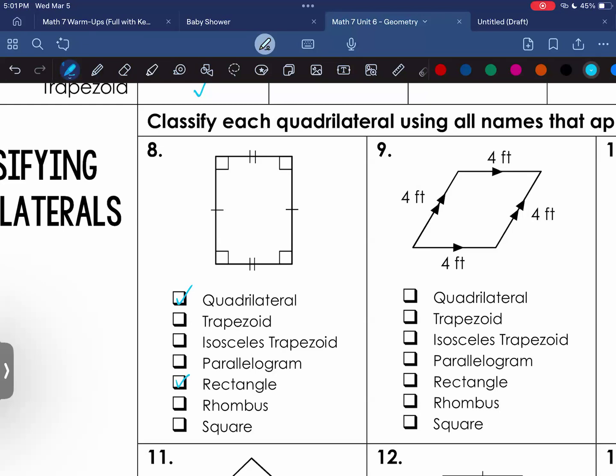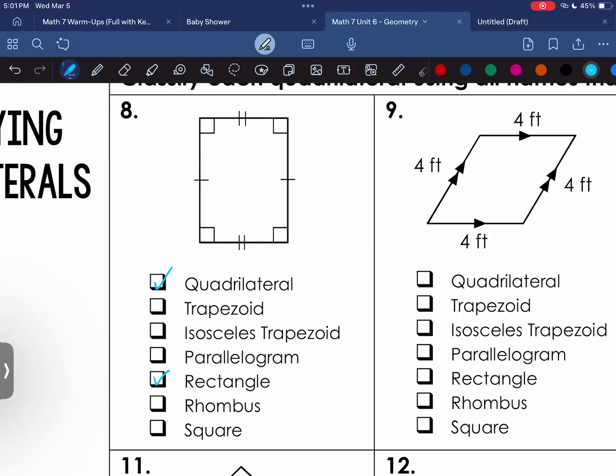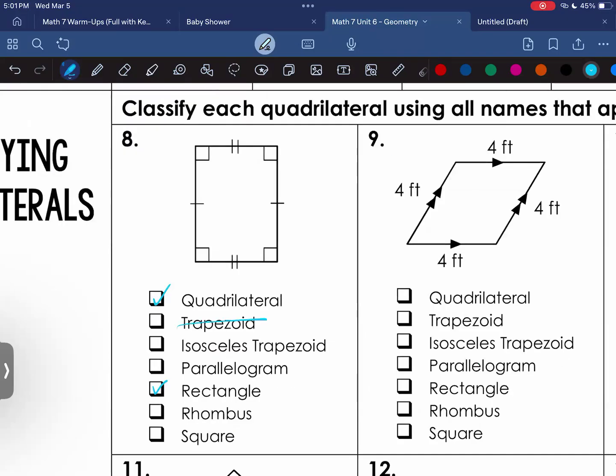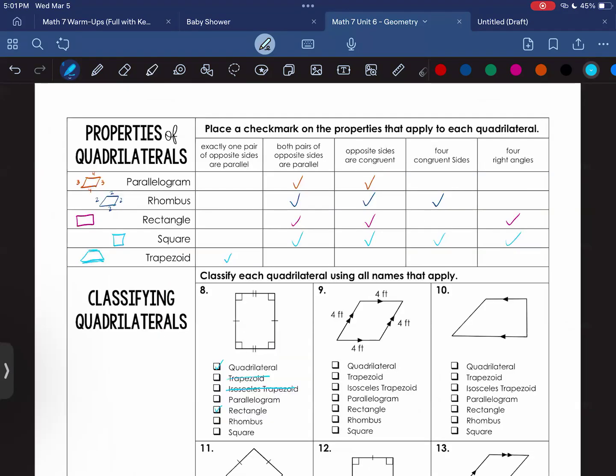Let's check one by one. Is it a trapezoid? Well, let's see. Trapezoid requires only one pair of opposite sides to be parallel. So no, this will not work. Which means the isosceles trapezoid is also out. We did not go over that one yet, but we will. Parallelogram. Let's see if it checks the boxes. A parallelogram has to have both pairs of opposite sides parallel. Yep, the top and bottom are parallel, and the left and right sides are parallel. Opposite sides congruent. Yep, in the rectangle, they're congruent. And that was it for parallelogram. So yes, it is a parallelogram.